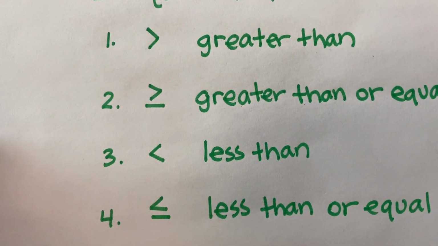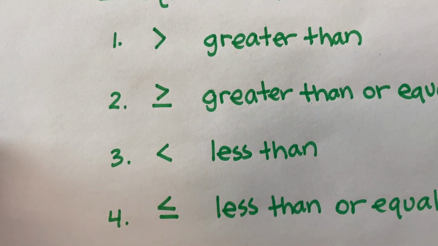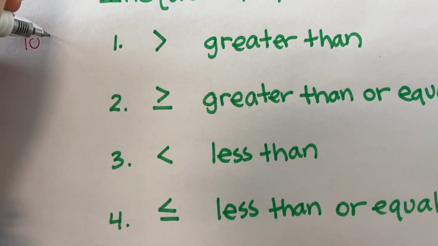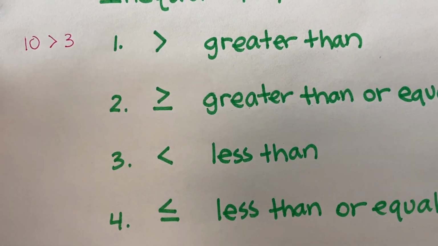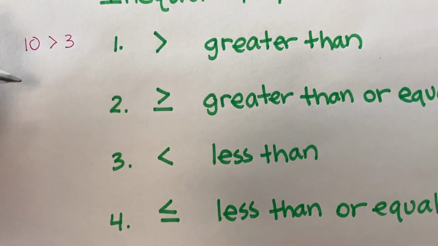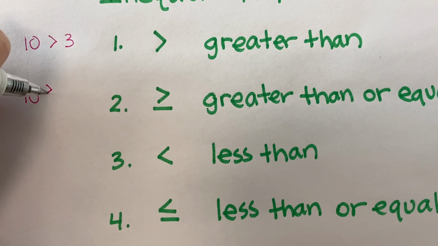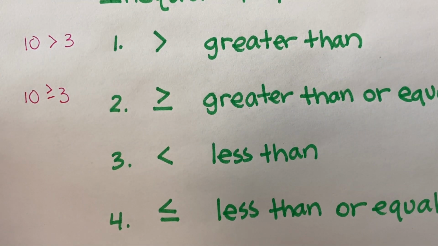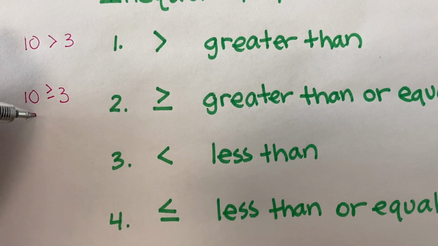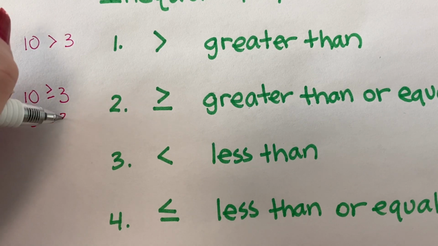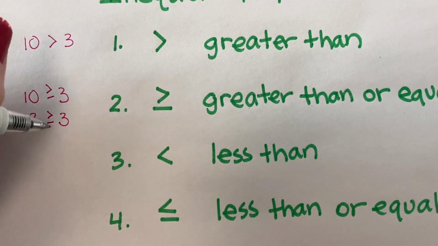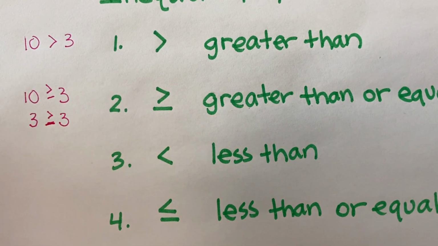Let me give you a little example of each one. If I was using greater than, I might do 10 is greater than 3. I could do 10 is greater than or equal to 3. Still true. But you know what else? I could do 3 is greater than or equal to 3. You might say, wait a minute, Miss Callahan, 3 is not bigger than 3. Yep, but it is equal to. So that's a true statement.